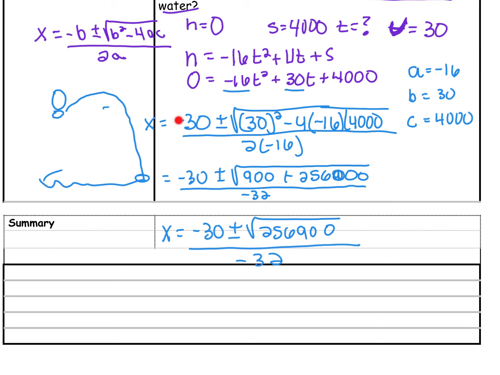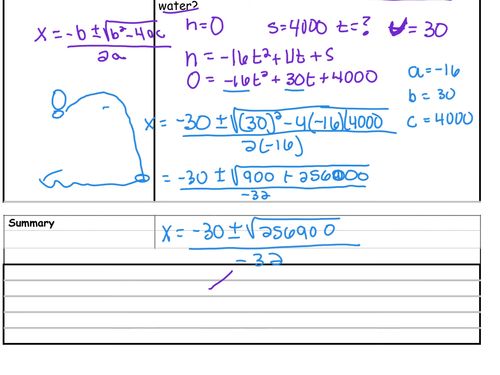So here is the opposite of b, plus or minus b squared minus 4 times a times c, forgot my parentheses, all over 2 times a. And then I simplified. I did my negative 4 times negative 16 times 4,000 to get this, and then I added this together. So this is where I am at. This is where you need to know how to do the calculations, right?